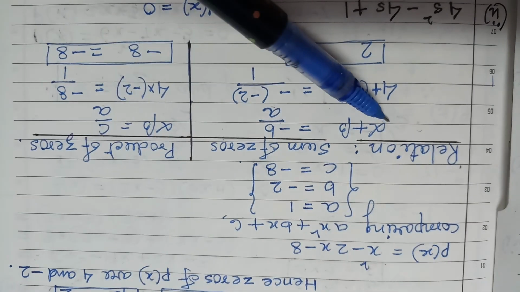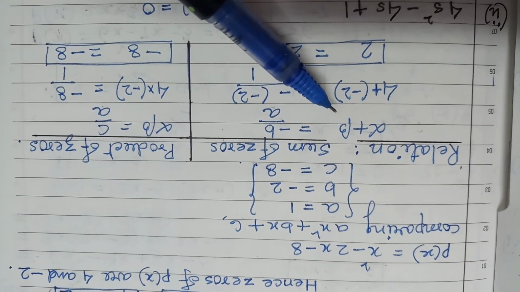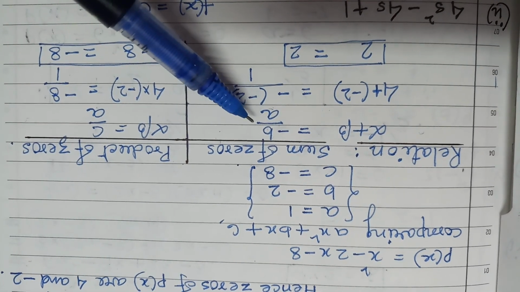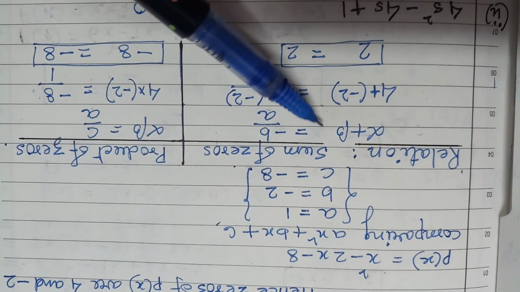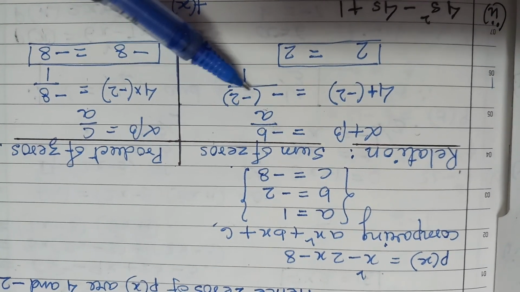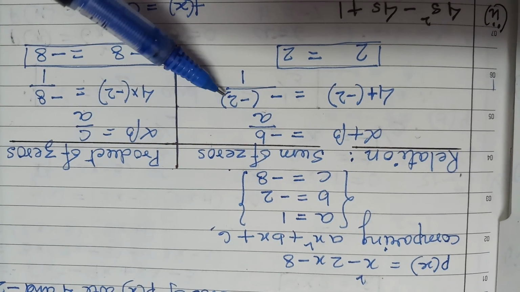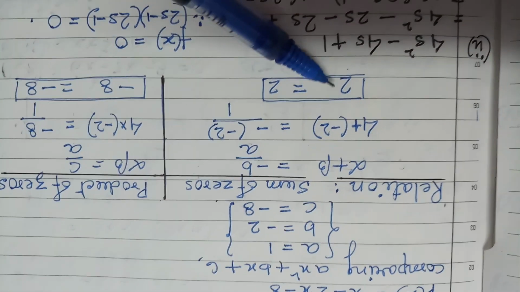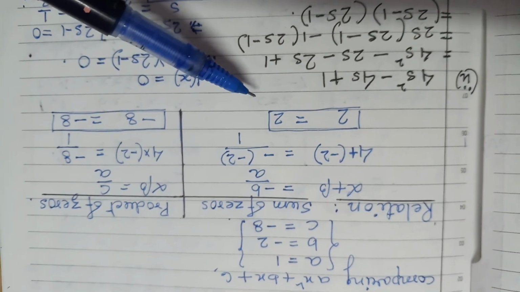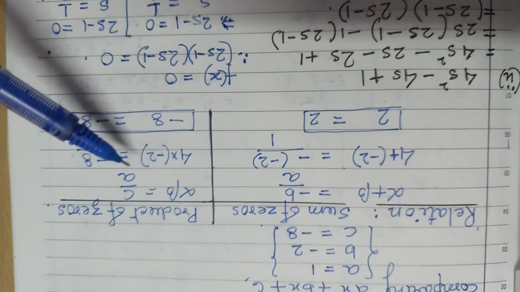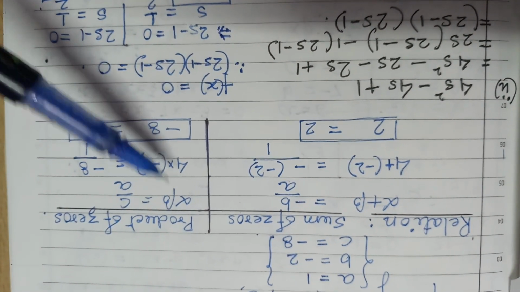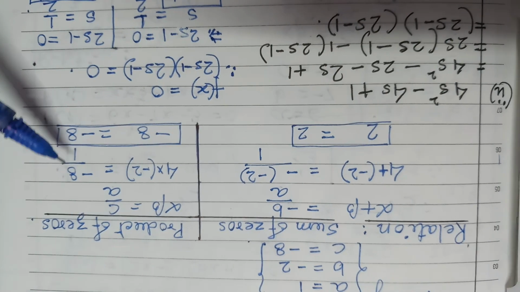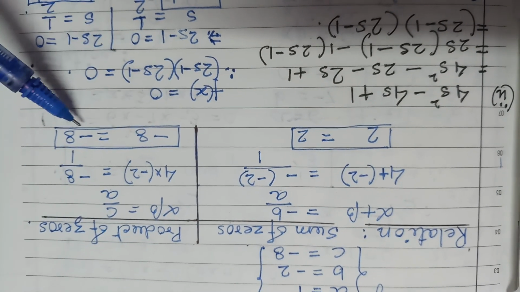This is written. Now relation: sum of zeros alpha plus beta. Alpha is 4, beta is minus 2, it is 2. Now right hand side, alpha plus beta equal to minus b upon a: minus of minus 2 upon 1. It is b and it is a. So it is also 2. So left hand side is equal to right hand side. Now product of zeros alpha beta is equal to c upon a. Alpha is 4 and beta is minus 2, product is minus 8, and right hand side c upon a, minus 8 upon 1 is equal to minus 8. Left hand side equal to right hand side.